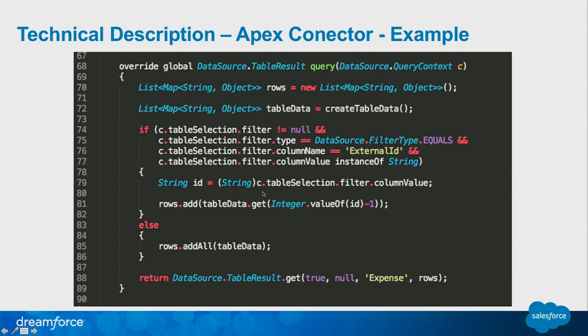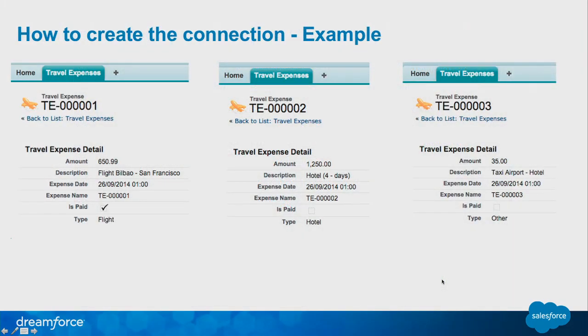It will be done automatically for us, and with this ID, I will look in my code for the row that has this number, this external ID, 1, 2, 3, whatever, and get that information. If I'm not in the record, if I'm in the list view, just pass all the information. And after that, the table and the rows. Doing that, we are able to open one by one all the records.